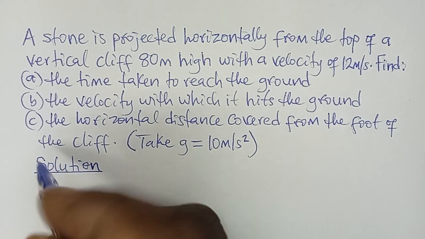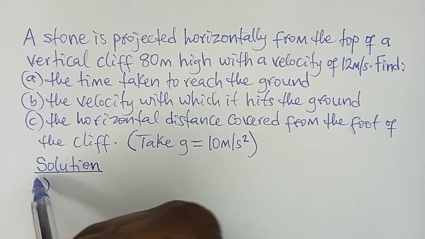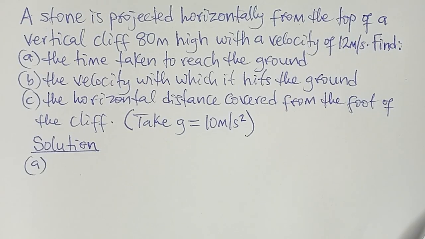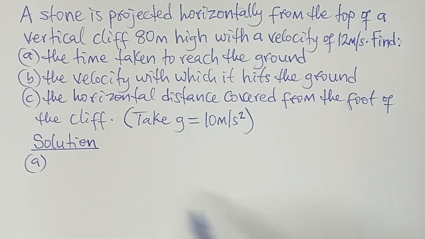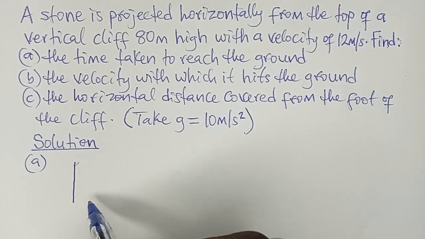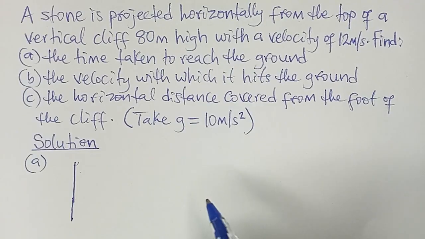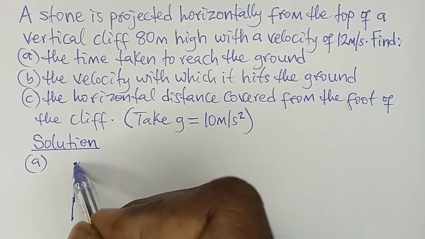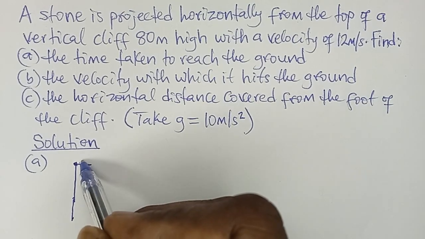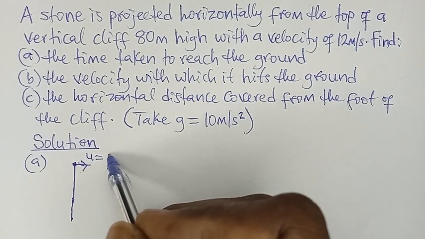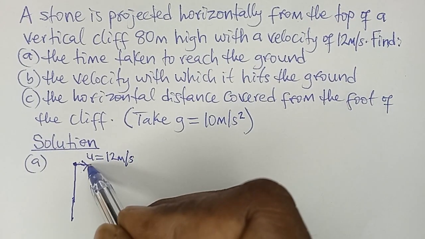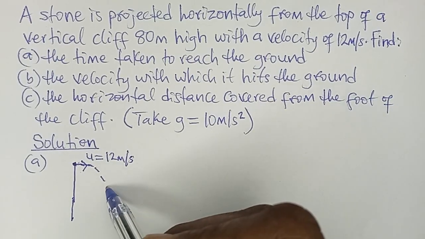Now, for us to solve this, let us start by taking note of this type of motion. Please, this is a very sensitive question under motion. This is a case of horizontal projection, where from the top of a cliff, an object is thrown horizontally with a velocity of u equals 12 meters per second, and then it falls down in this direction.